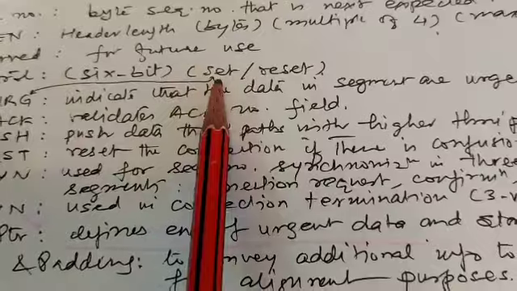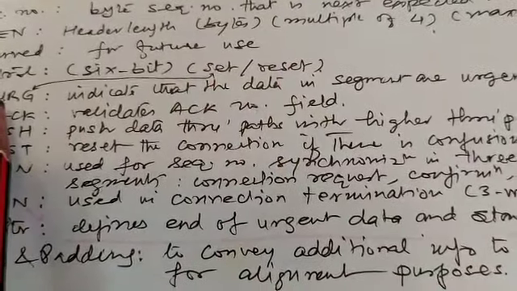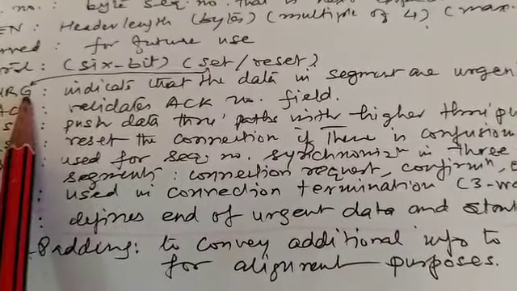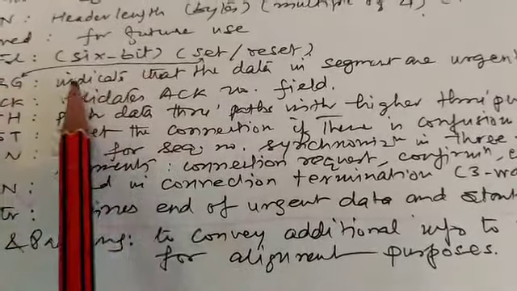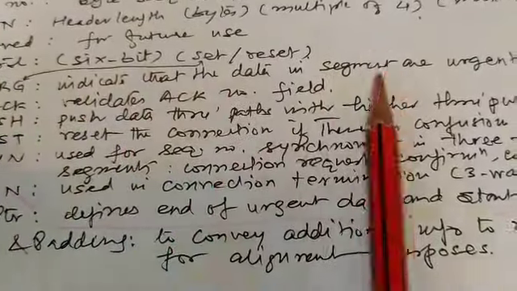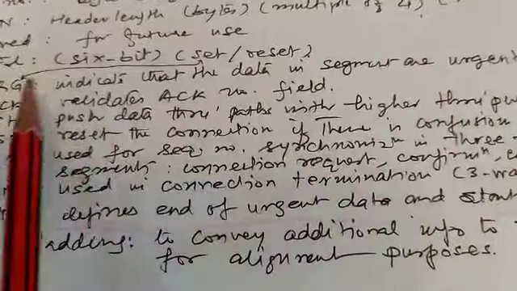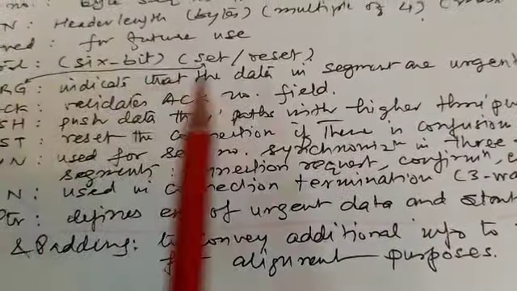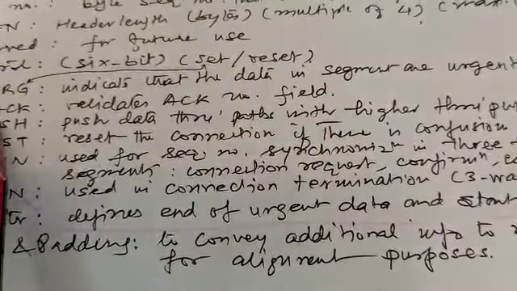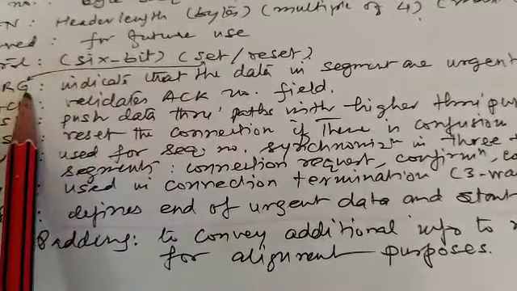6 bits. These can be set or reset. The first one is URG for urgent. This indicates that the data in the segment is urgent. If this bit is 1, the data is urgent, otherwise normal. So as per the need, this can be set to 1 or 0.